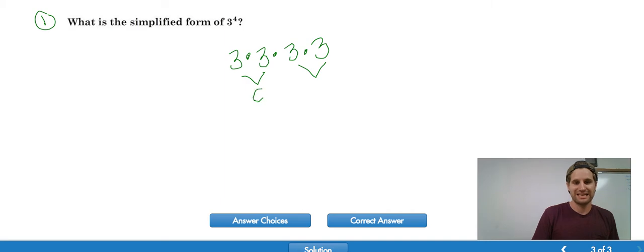3 times 3 is 9. 3 times 3 is 9, and there's still a multiplication there. And 9 times 9 is 81, and that's our answer. Let's see what our answer choices were.